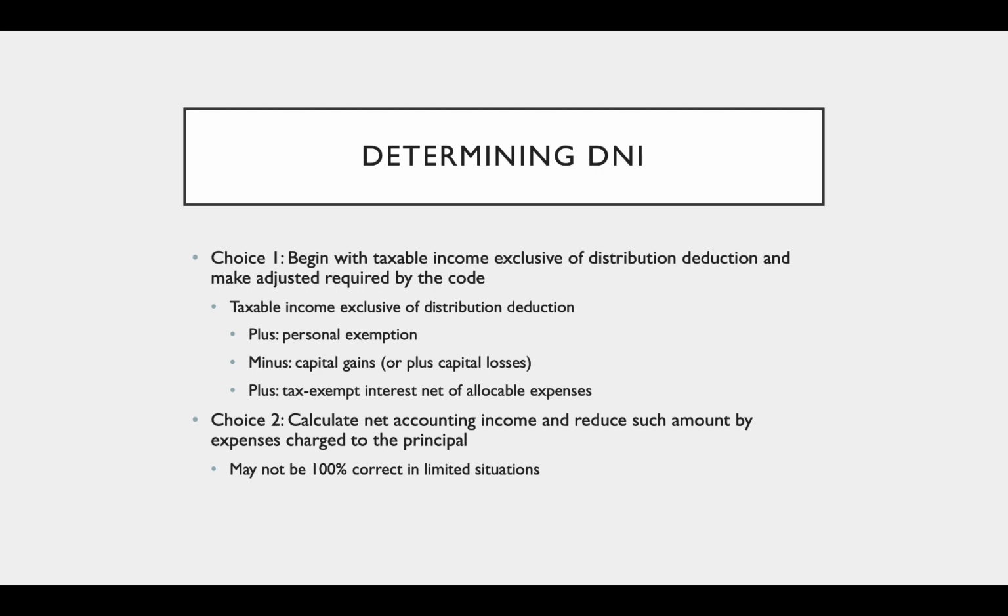To determine distributable net income, I have two choices. I can start with taxable income exclusive of the distribution deduction and then make the adjustments required by the code. So if I do that, I start with the taxable income excluding the distribution deduction. I add back the personal exemption. I subtract any capital gains or add capital losses, and I add back any tax-exempt interest, net of allocable expenses. I could also start with net accounting income, so this is choice 2, and reduce by expenses charged to principal. I may not be 100% correct in choice 2 in limited situations, so generally choice 1 is better if I have enough information to use choice 1.